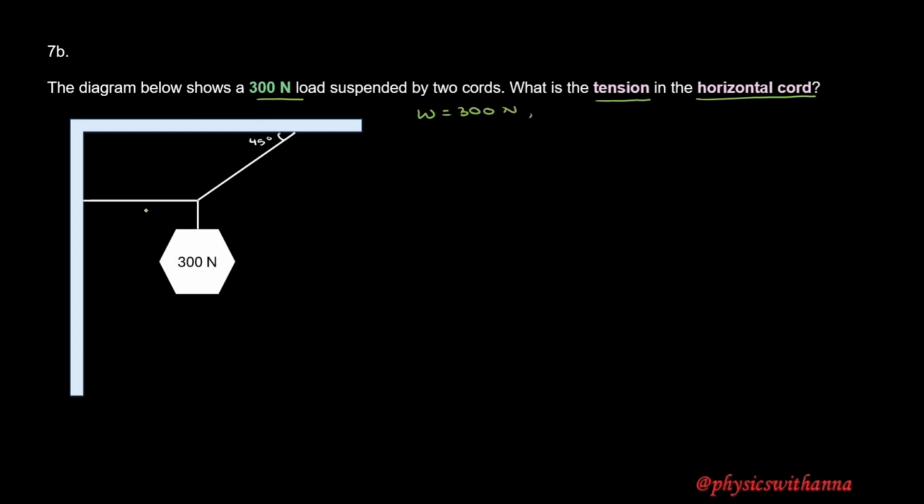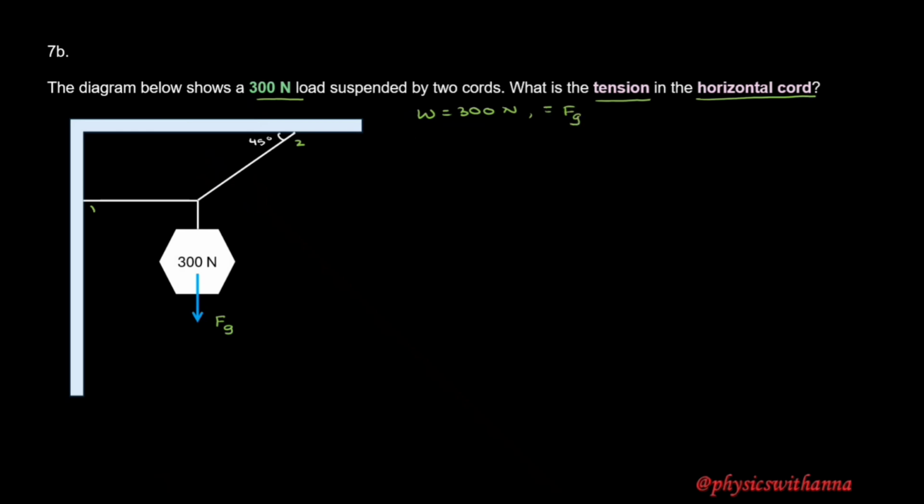And it is suspended by two cords. We will call them cord 1 and 2. And we need to find the tension in the horizontal cord, which is cord 1. So let us first show all the forces acting on the load. First is the force due to gravity Fg, which acts vertically down. And the weight of the load is nothing but the force due to gravity acting on it. So we can write the weight W to be equal to Fg.